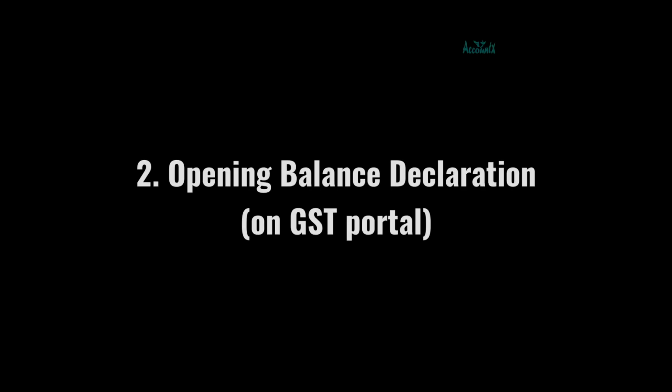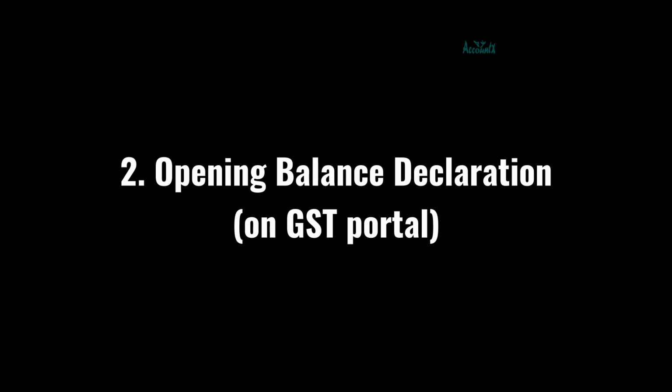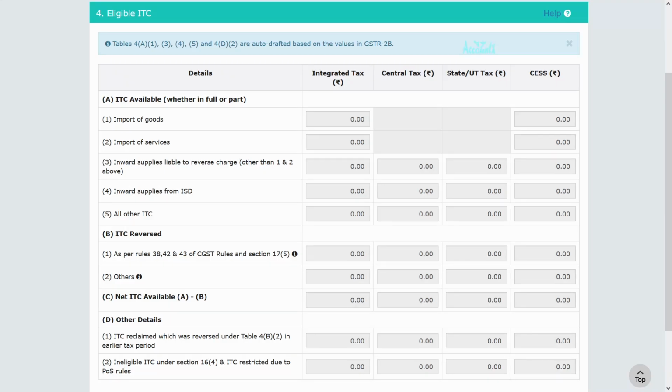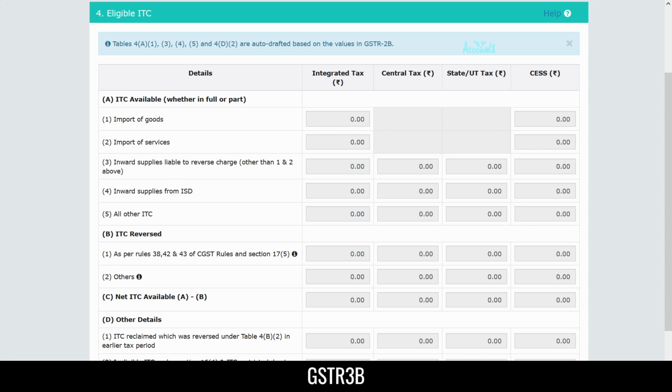Here, first we are going to see how the transactions like ITC reversal and reclaim that you report in your GSTR 3B are going to get reflected in this new statement. Then we are going to understand what's reporting of opening balance and how to report this opening balance on the GST portal. Let's say this is table 4 of your GSTR 3B, eligible ITC.